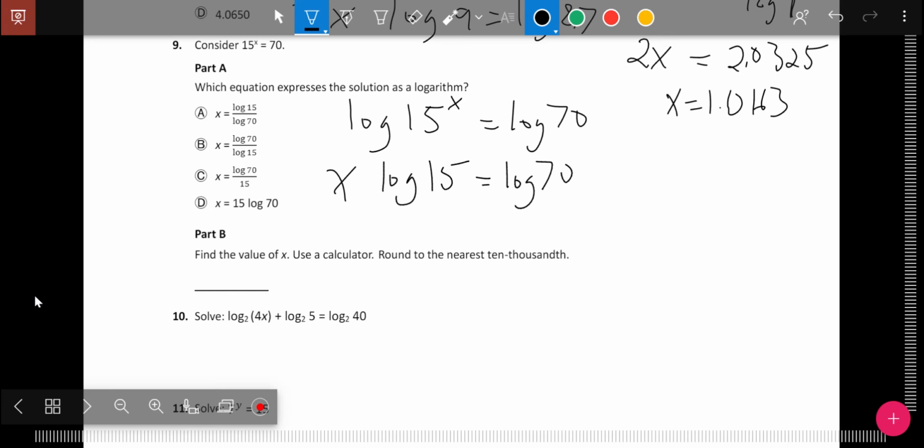You divide both sides by log 15, so you get x equals log 70 divided by log 15, which is choice B. Use a calculator, type that in, log 70, close the parentheses, divided by log 15. Nearest 10,000th is 4 decimal places, so you get 1.5688.